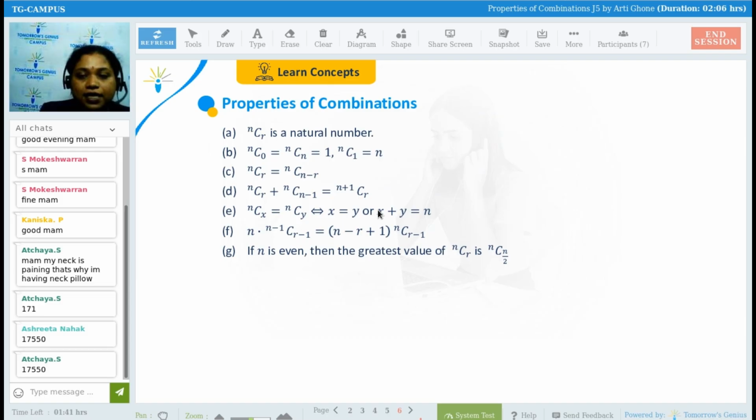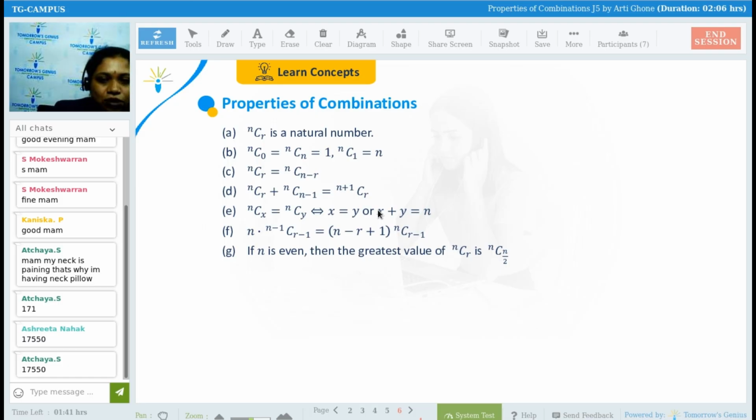Now see, nCr is a natural number. Obviously, it is a kind of selection, so we can't say that it can be done in -2 ways. The number of ways can't be negative. So this is a positive integer, a natural number. This is a very important thing. Whenever you are calculating combinations, if it goes negative or into fractions, then you are absolutely wrong. So nCr is a natural number. This is the first property.